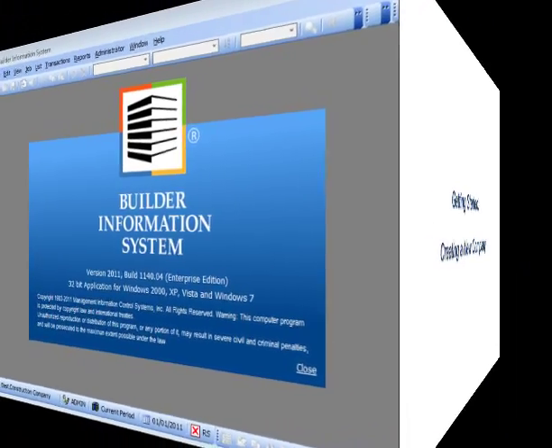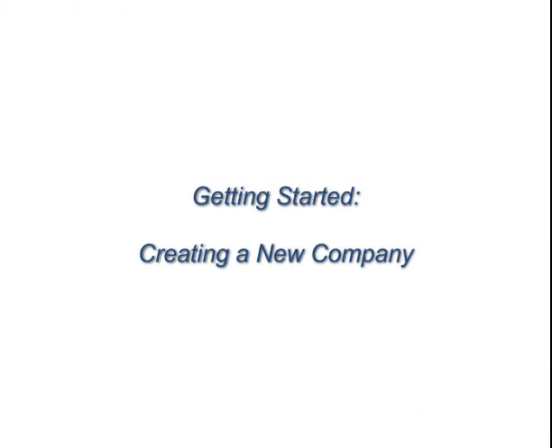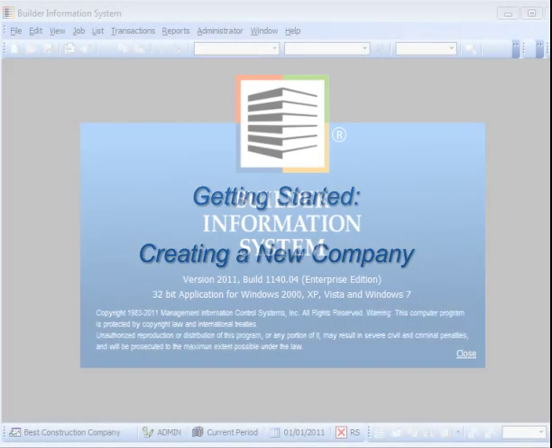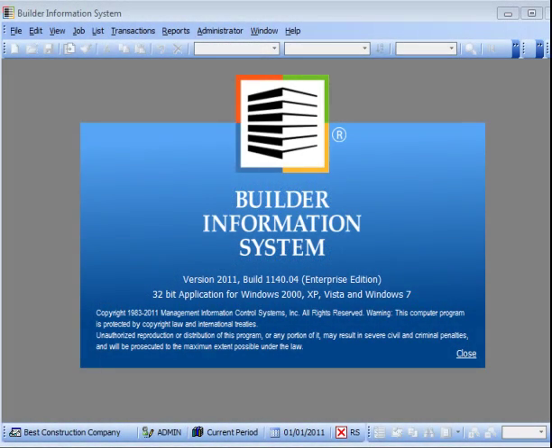This Getting Started tutorial will cover creating a new company. When starting out, the first order of business in Builder Information System is to create your new company within the software. This process is fairly straightforward. However, there are some considerations and decisions that should be made prior to initiating this process.